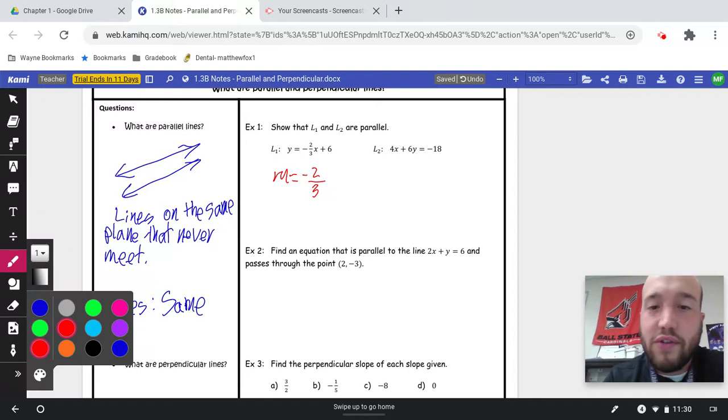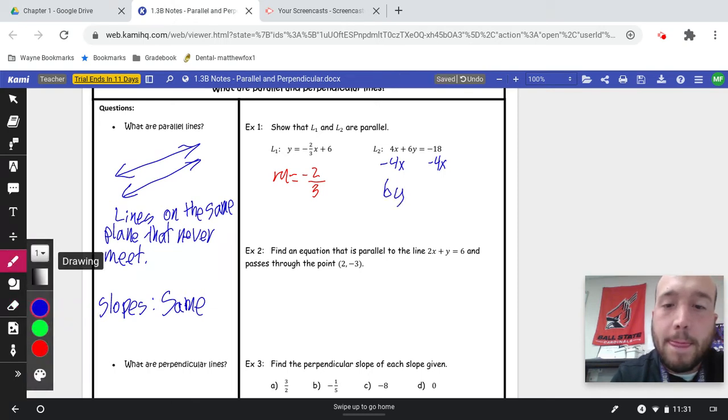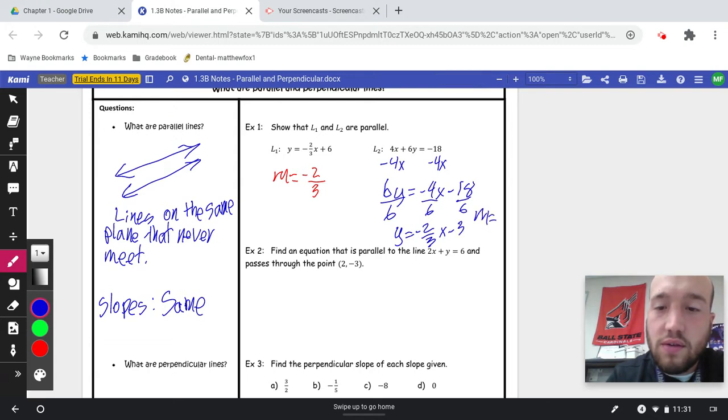To find the slope of the second one, we first have to get it into slope-intercept form. So let's go ahead and subtract 4x from both sides. Oops, let me rewrite that. We're going to have 6y equals -4x minus 18. Okay, divide both sides by 6. We divide both parts. Now I'm going to reduce, so 2 goes into both of those. We get -2/3 x minus 3. And our slope here is also -2/3. So since they're the same, we can verify that they are parallel. Okay, so we are done then.